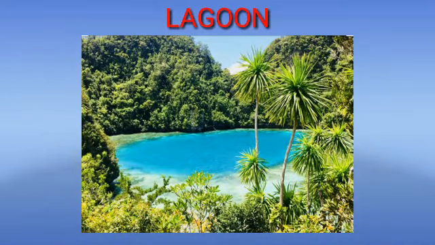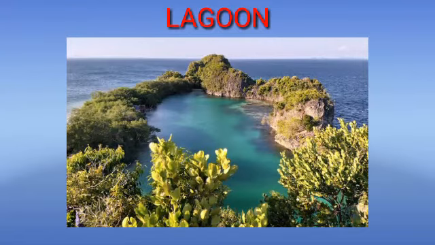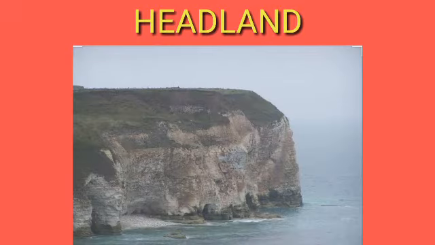Let's see what is a lagoon, children. A lagoon is a small body of water separated from the ocean or from large bodies of water by a reef or other barrier. Observe the picture, children. A headland is a narrow piece of land projected into the sea from a cliff.